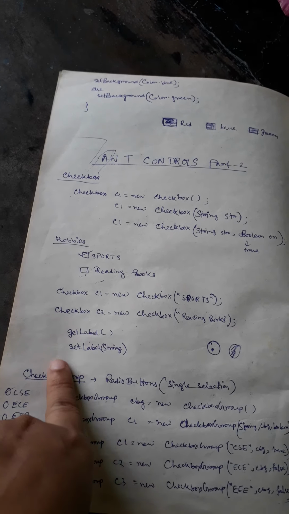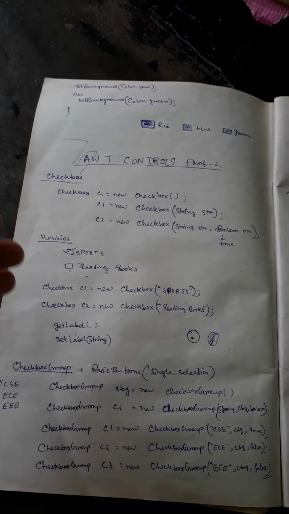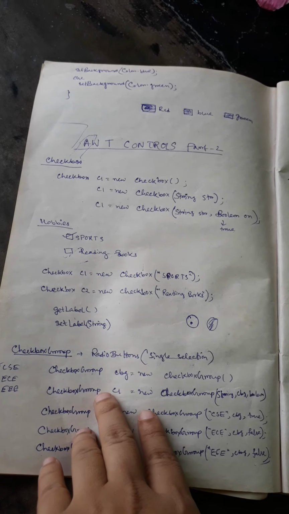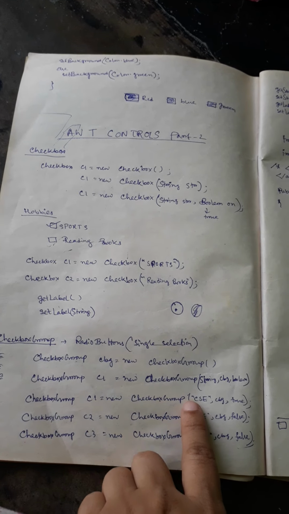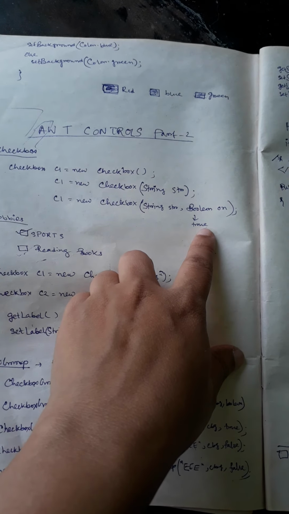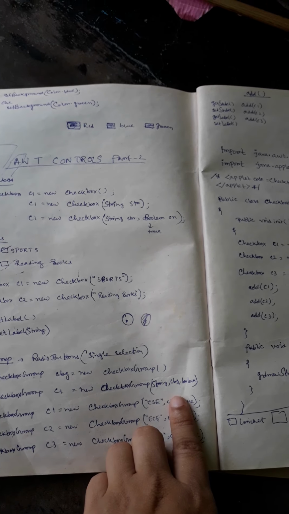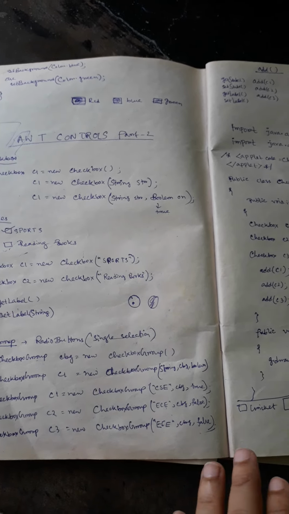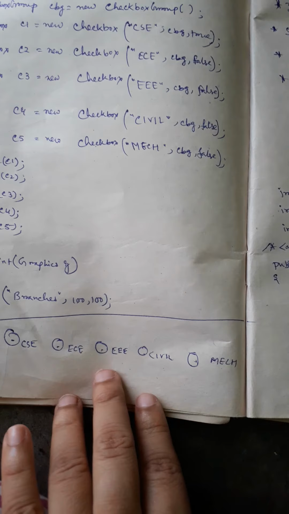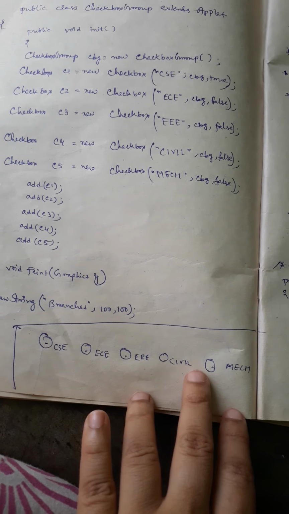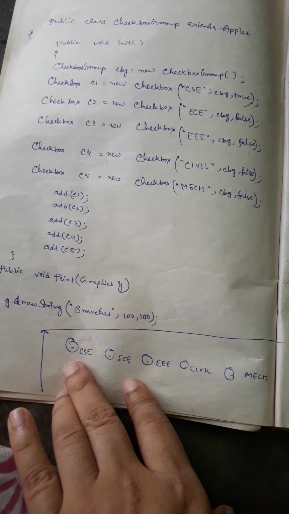Checkbox syntax is the same. If you want to change the checkbox name, then the setLabel and getLabel methods will be used. Checkbox group is like a radio button, where there is a string name and a boolean on or off, which means if the boolean is true it is enabled, and if the boolean is false it is a disabled button. Suppose buttons like CSE, ECE, civil, mechanical, so it is an enabled button.